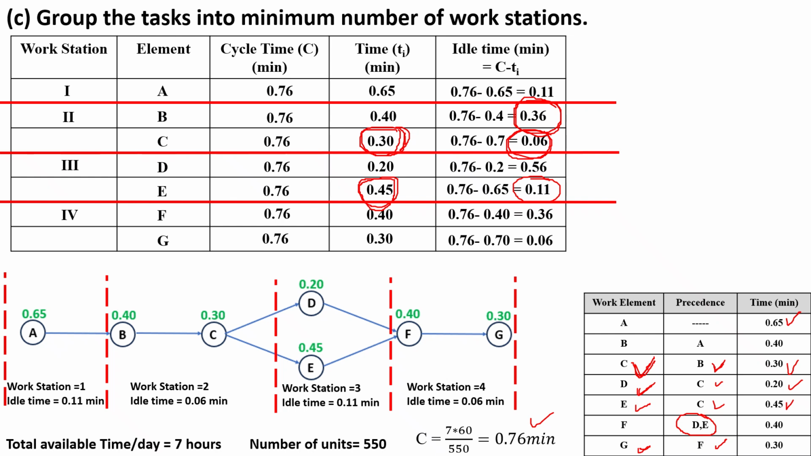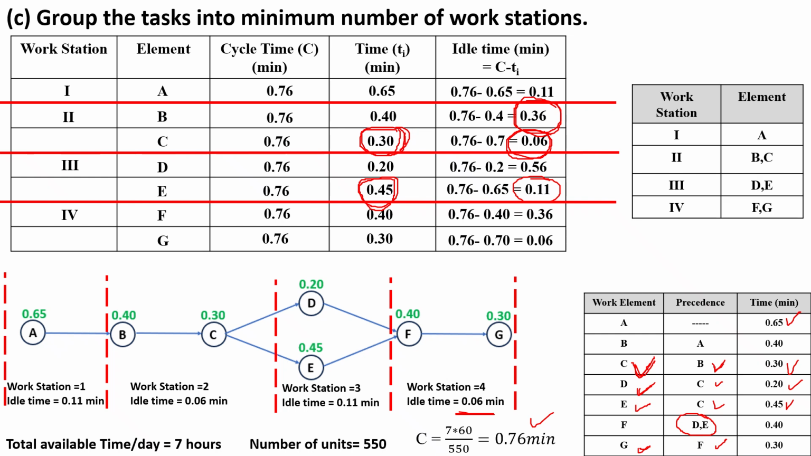Now we completed all the elements. Now we have to close the workstation 4 also. So workstation 4 consists of the two elements, that is F and G, and idle time is 0.06 minute.